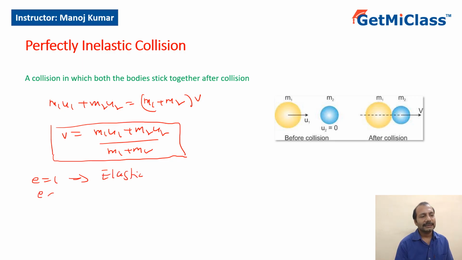And looking into coefficient of restitution, E equal to 1 implies it is perfectly elastic collision. E is less than 1, that is between 0 and 1, implies it is inelastic collision. There is a loss of energy. And when E is equal to 0, it implies it is perfectly inelastic collision. There is no relative motion between the objects after collision.